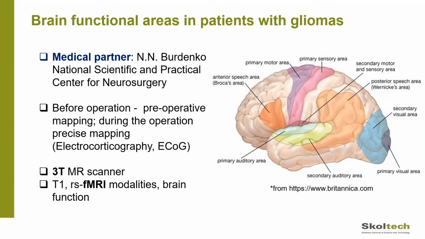But for different persons, the positions of these centers are different. And so, before doing the surgical operation, we need somehow to identify where these positions are located in the brain of a specific person, which can help to plan the surgical operation.